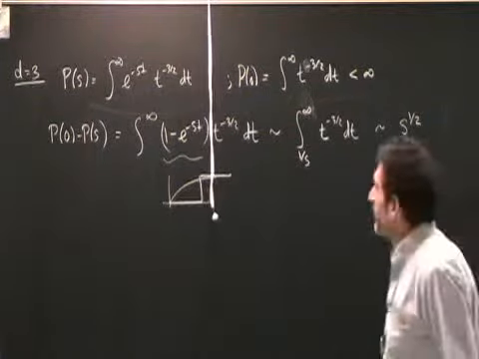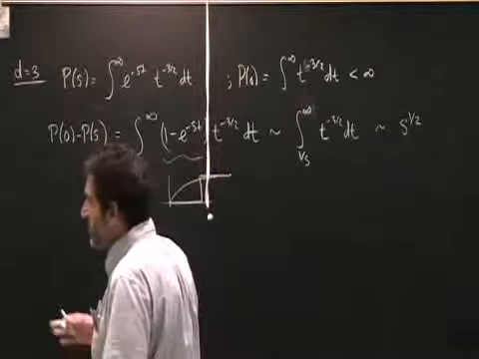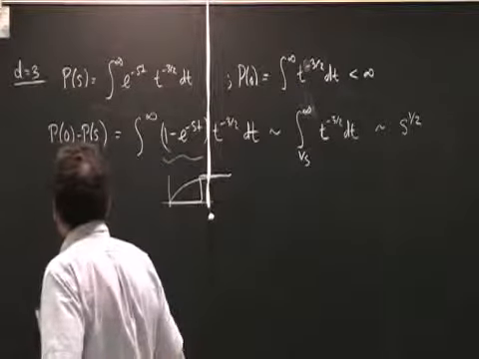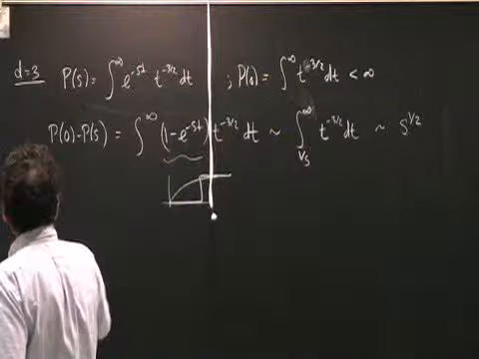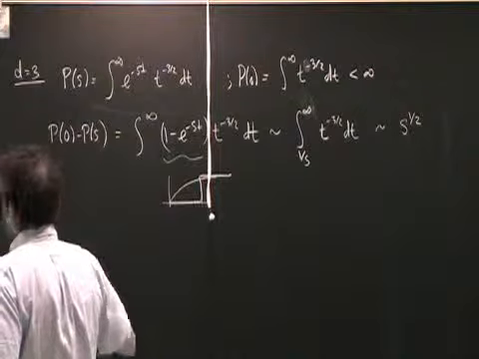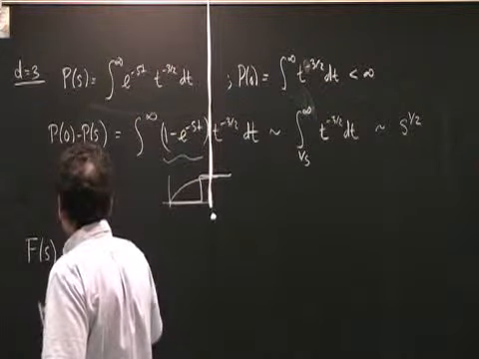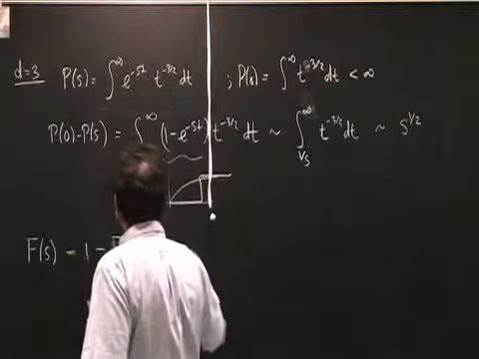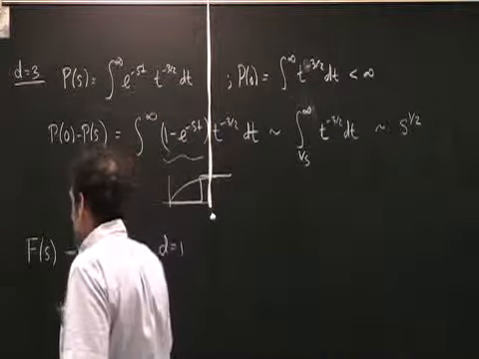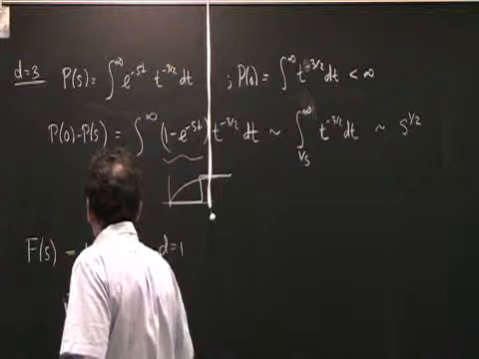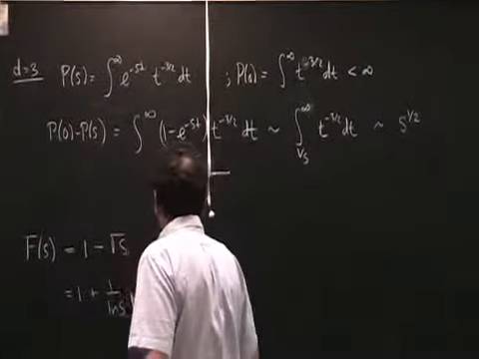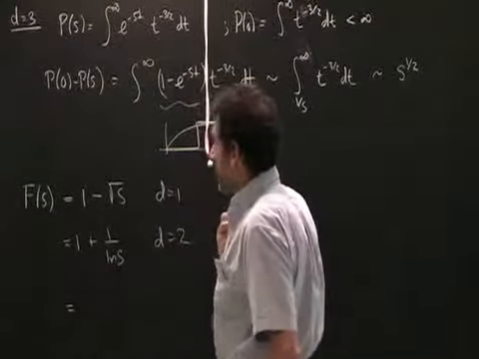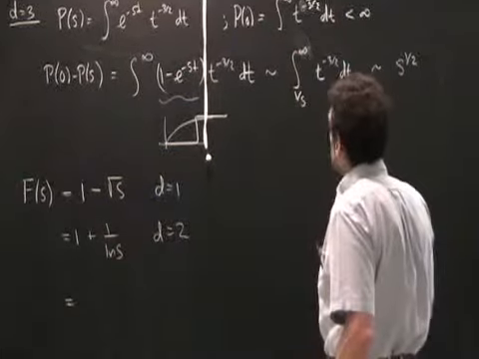Okay, so now I've found p of s, and so now I'm just going to calculate f of s, and once I have f of s, I'm going to have to convert it and get f of t, and that'll be the end of the story. So what is f of s? What we have then is that this is equal to 1 minus p of s, so this is 1 minus the square root of s in d equals 1. It's equal to 1 plus 1 over log s in d equals 2, and it's equal to, so where are we here?